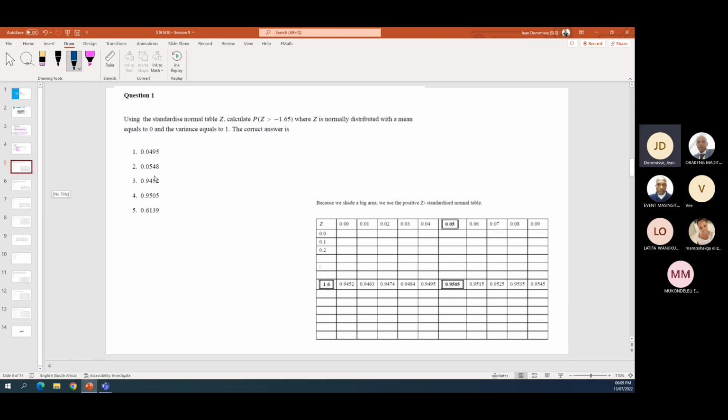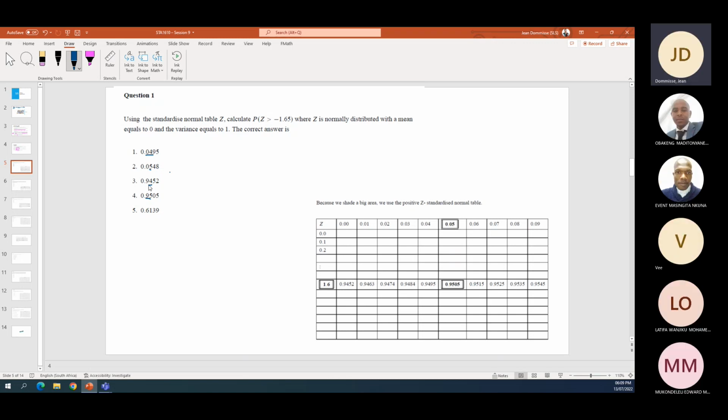Before we even get there, I just want to show you something. If you look at some of the probabilities, that one and that one will add up to 100, and that one and that one will add up to 100. So depending on which table you use, you will get different answers. So let's see what they give us here.